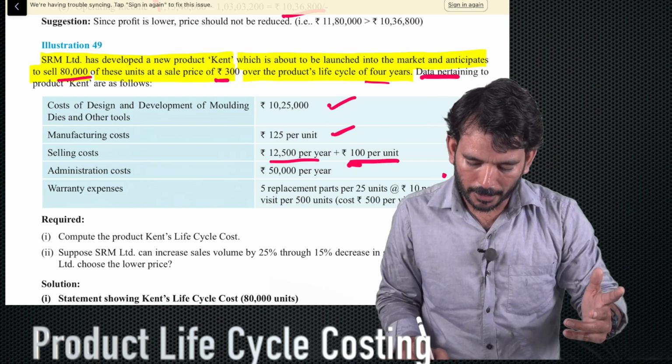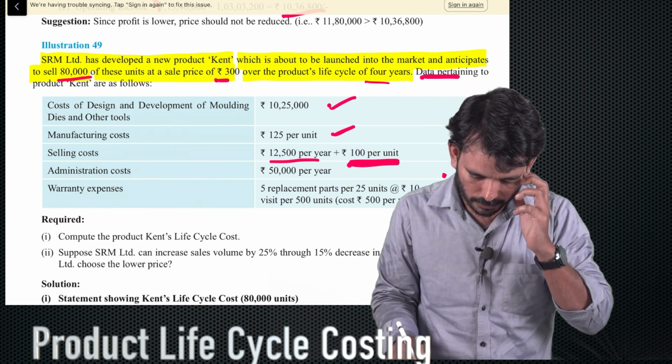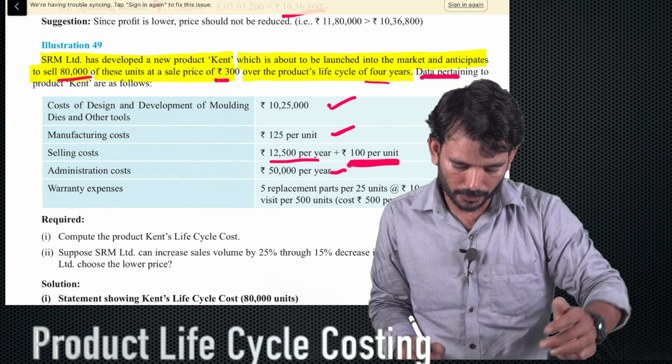Multiplied by 4, 100 per unit. So number of units multiplied by 100. So that should be the answer. Administration cost 50,000 per year, so it's per year multiplied by 4.